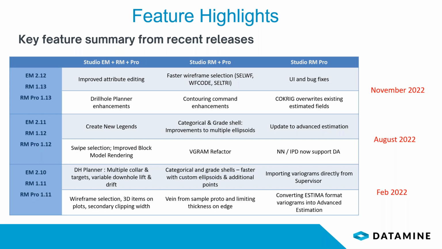So one thing we've improved on is the boundary options that we have for the vein command. So you can now use a block model as your boundary, or you can control the thickness of the boundary at the edge of your vein. There are a variety of improvements to the categorical and grade shell commands, so speed ups for those and improved accuracy for multiple ellipsoids. We've also been doing quite a lot of work in the 3D view, improving performance there.